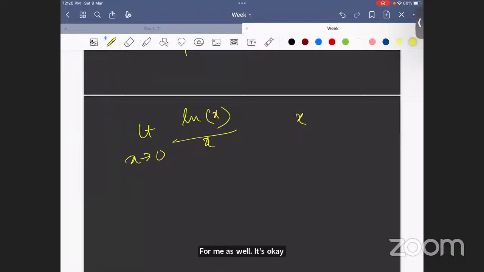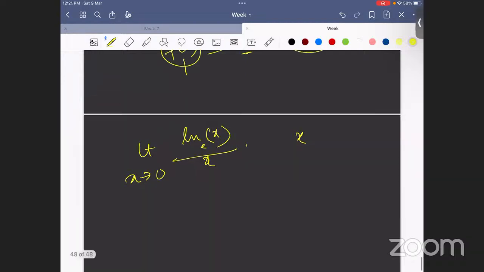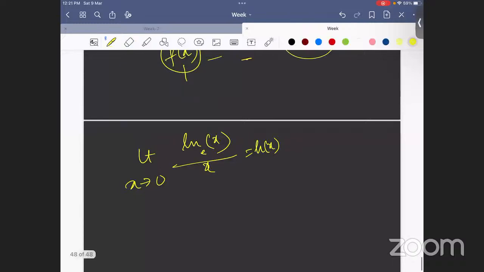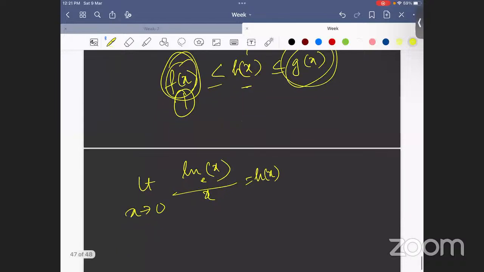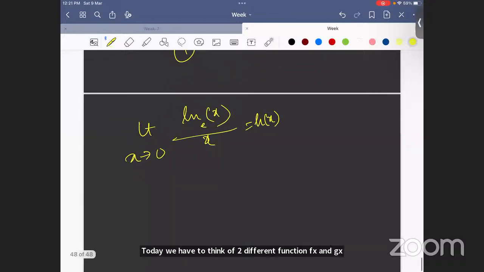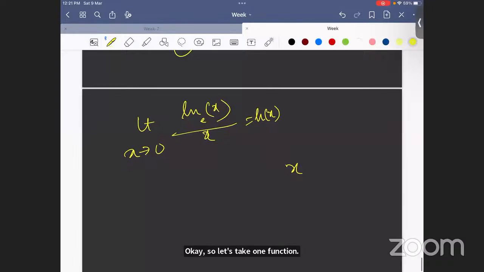Okay. So for this function, ln x, let's take the base as e. So this is your h(x). Now we have to think of two different functions, f(x) and g(x). So let's take one function as x and the other function as x upon 1 plus x.